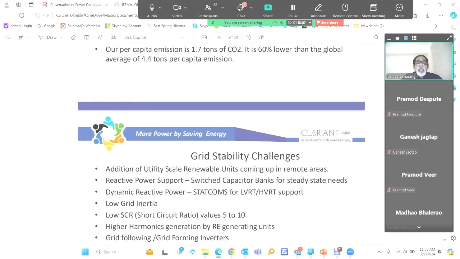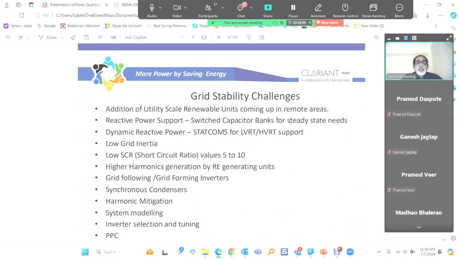And when we are having this addition, there is a problem of grid stability. All these grid scale renewable plants are coming in the range of maybe 500 megawatt, 1000 megawatt, and all gigawatts in scale. Now they have their own reactive power requirements. Initially, the plants came without any reactive support. The plants were added, but there was no reactive power support provided within the plant.